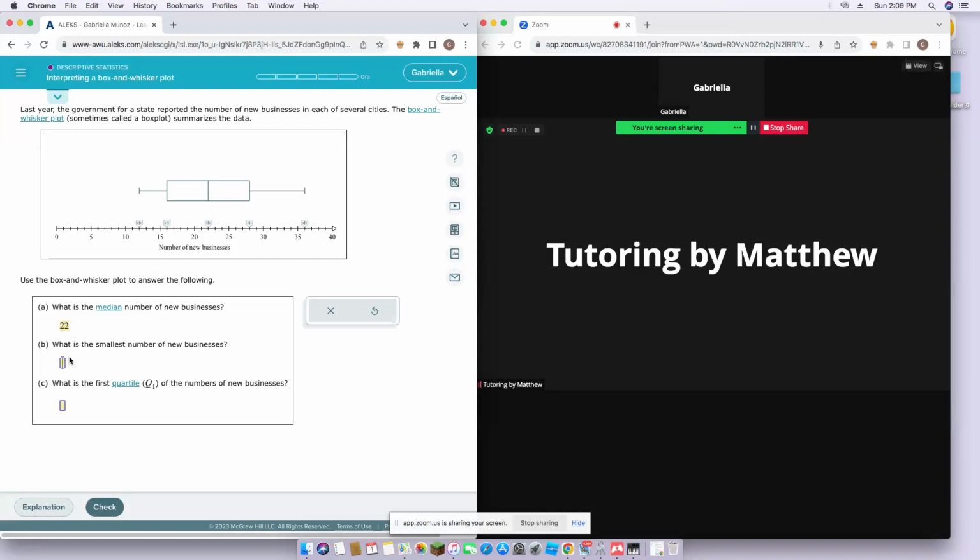The smallest number of new businesses is all the way to the left. That last place on the left there. Keep going. Yeah, that one there. Looks like it's 12 maybe. Right here, 12. Yeah, 11, 12. The first quartile is the left side of the box. So keep going left. There you go, right there. Looks like it's 16. 16, yeah.